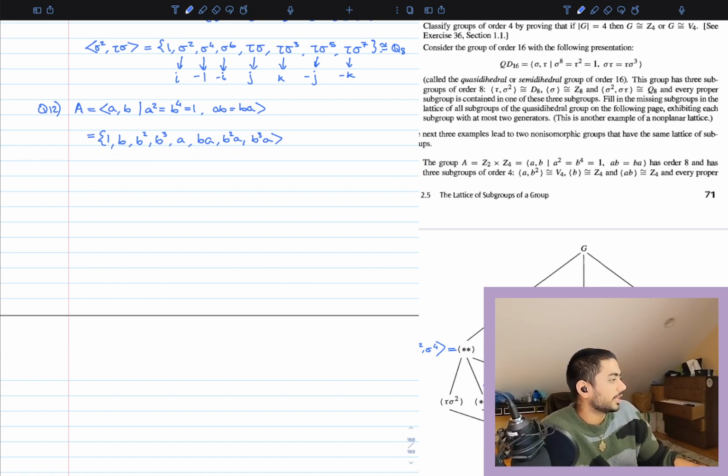It's got 3 subgroups of order 4. So let's put those up top. The order 4 subgroups are generated by A and B squared, which should be isomorphic to the Klein group. What else have we got? We've got the thing generated by B, and we've got the thing generated by AB.